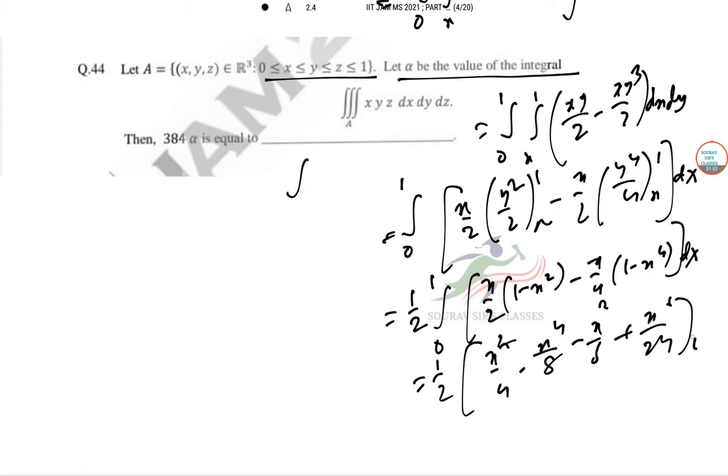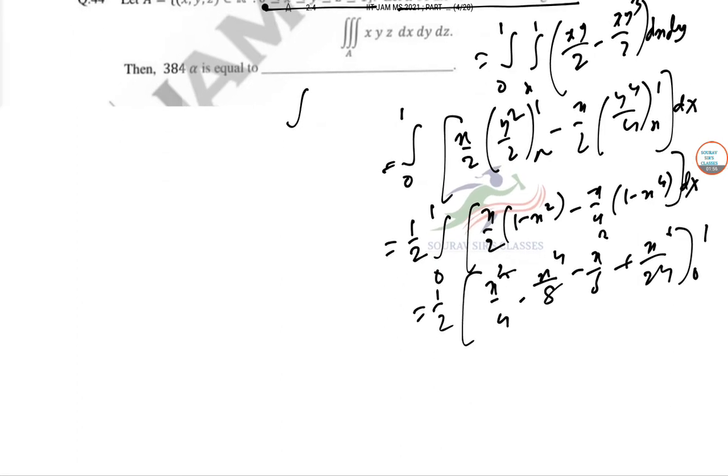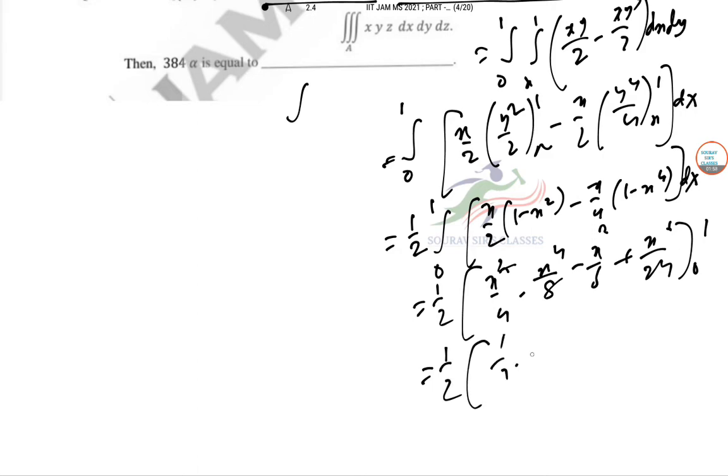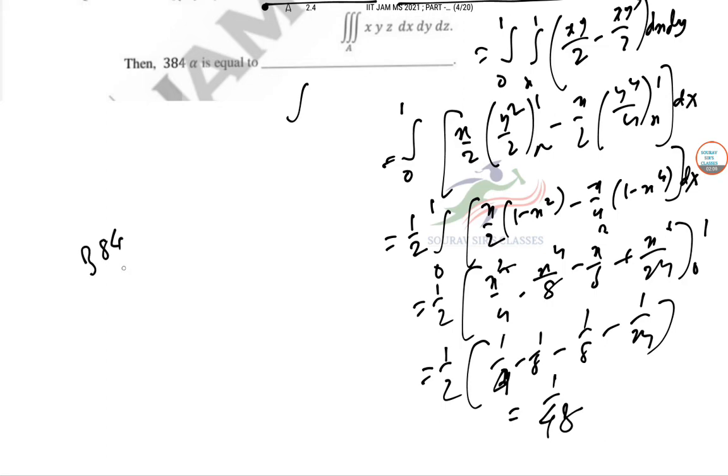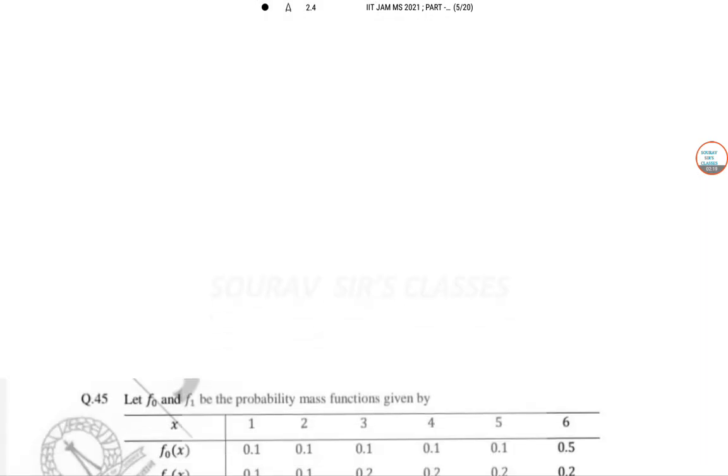So here, half of x squared by 4, minus x to the 4 by 8, minus x squared by 8, plus x to the 6 by 24, from 0 to 1 again. So just put in the values: half times (1/4 minus 1/8 minus 1/8 plus 1 by 24). Half by 24, so 1 by 48. So 384 alpha is 384 into 1 by 48, which is 8 times. So 8 is the answer. Next question.